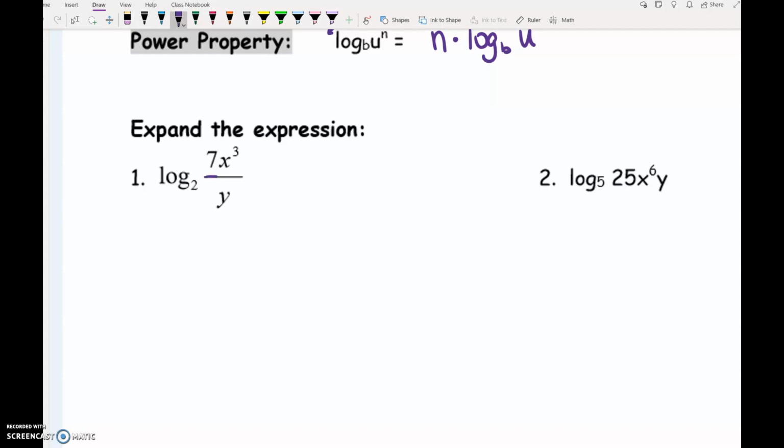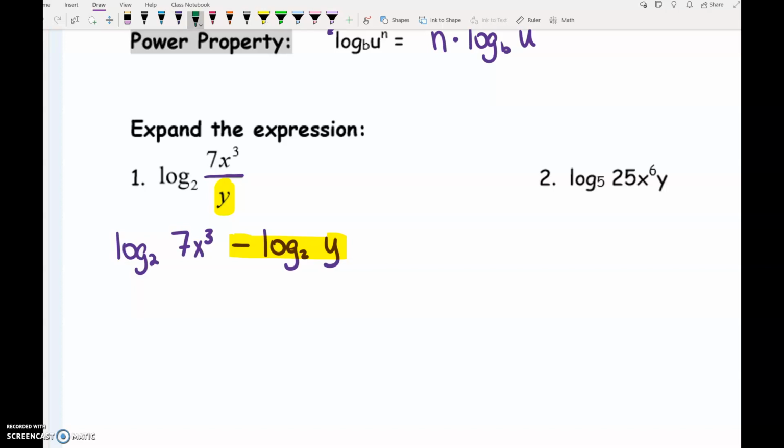So I see the division. I'm going to deal with that division first. So this is log base 2 of 7x cubed, the top, minus log base 2 of y. So that division is going to split it up into 7x to the third in one log, y in the other log. Because the y is on the bottom, the minus is going to go along with that y. So whatever's on the bottom, there needs to be a minus in front of that log.